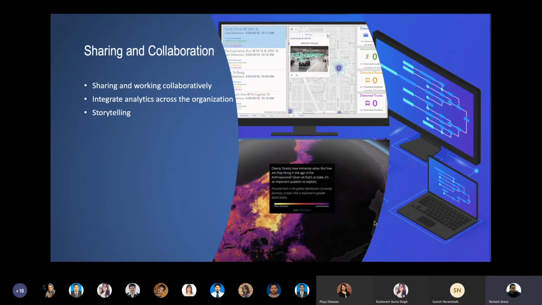So we can share our work with narrative and with all the information that we want to convey to our colleagues, clients, and to the public.